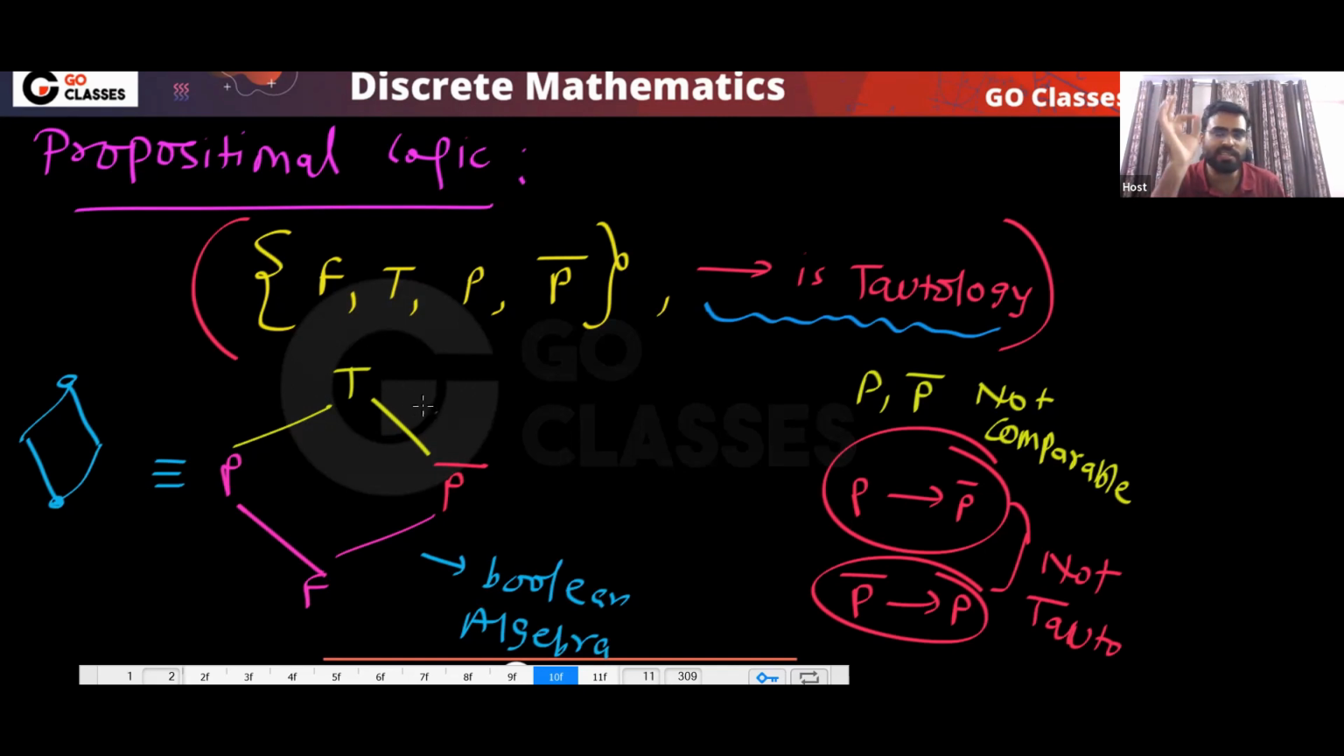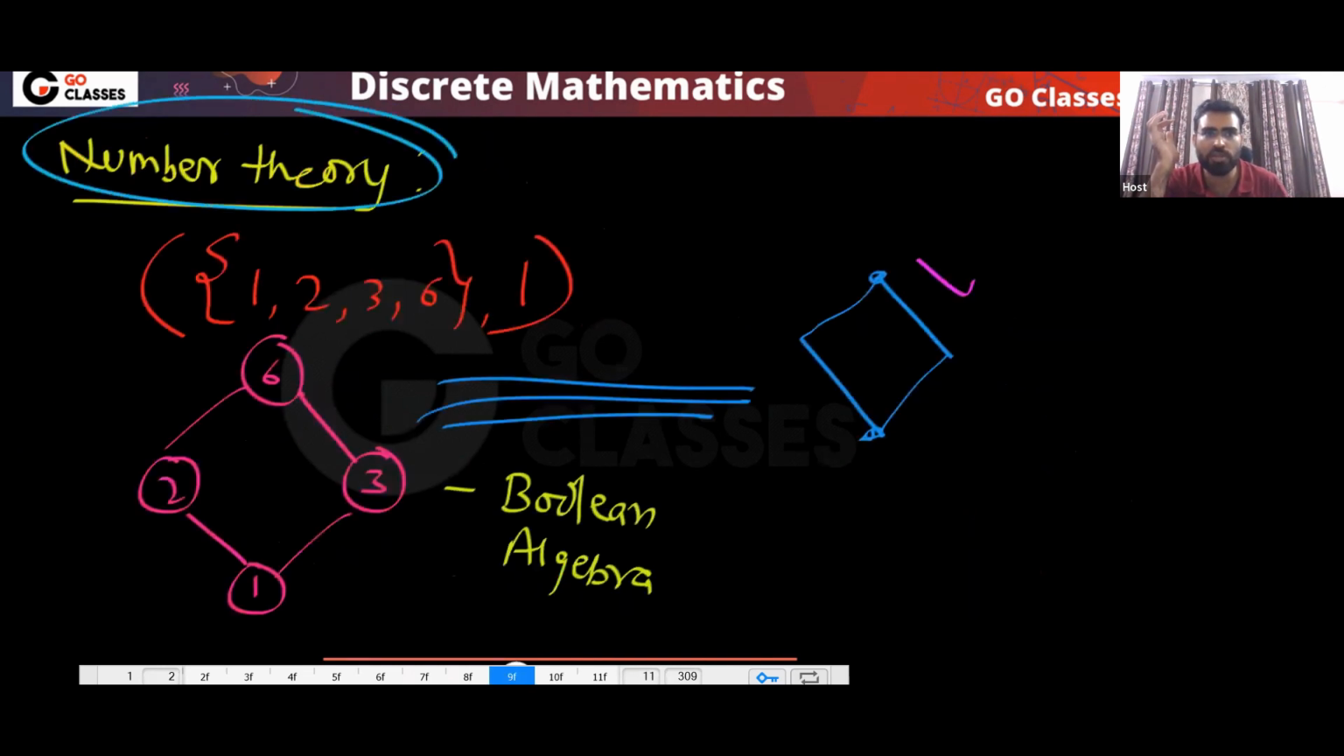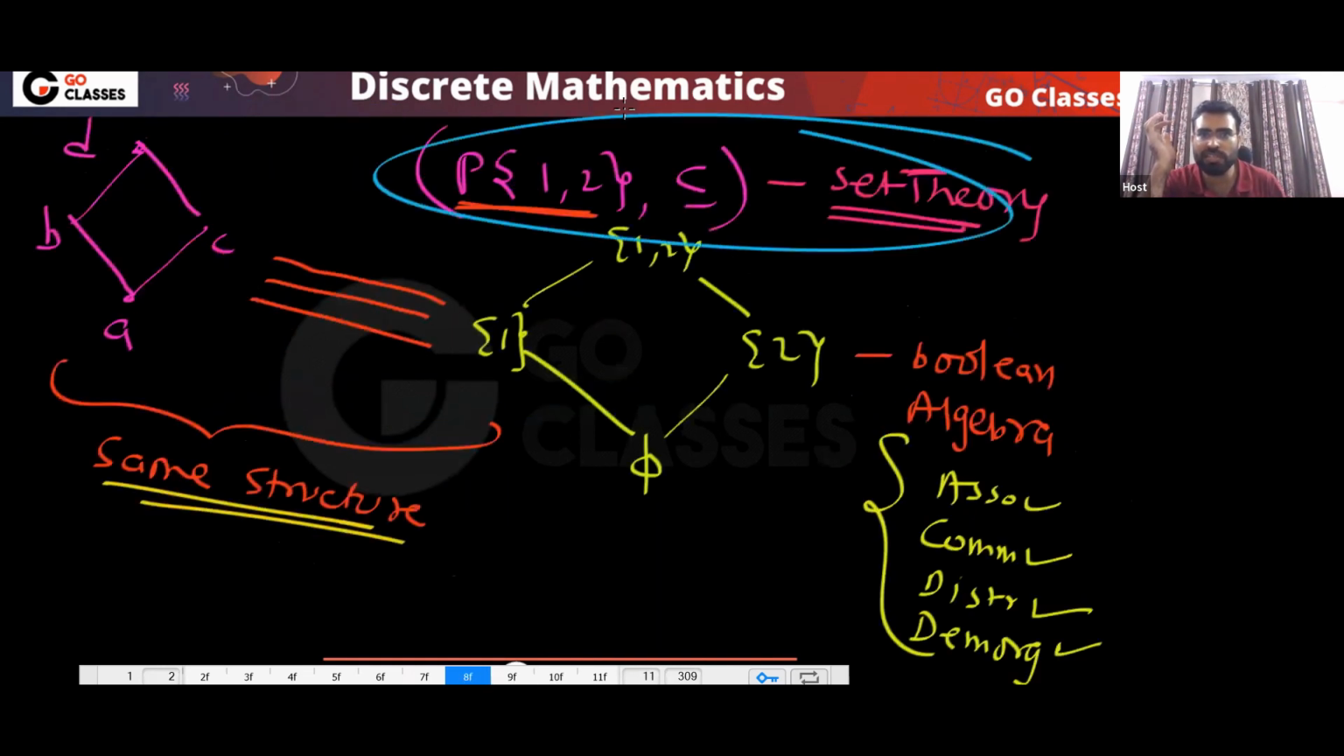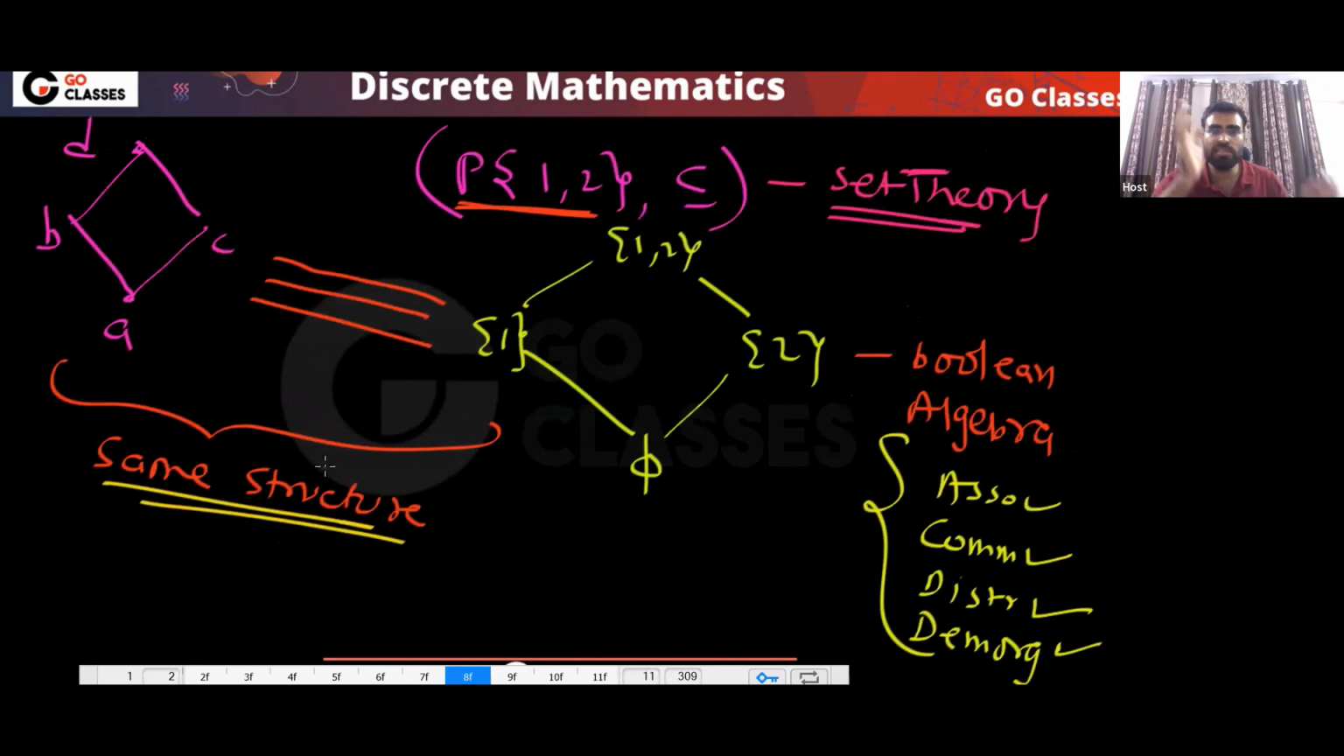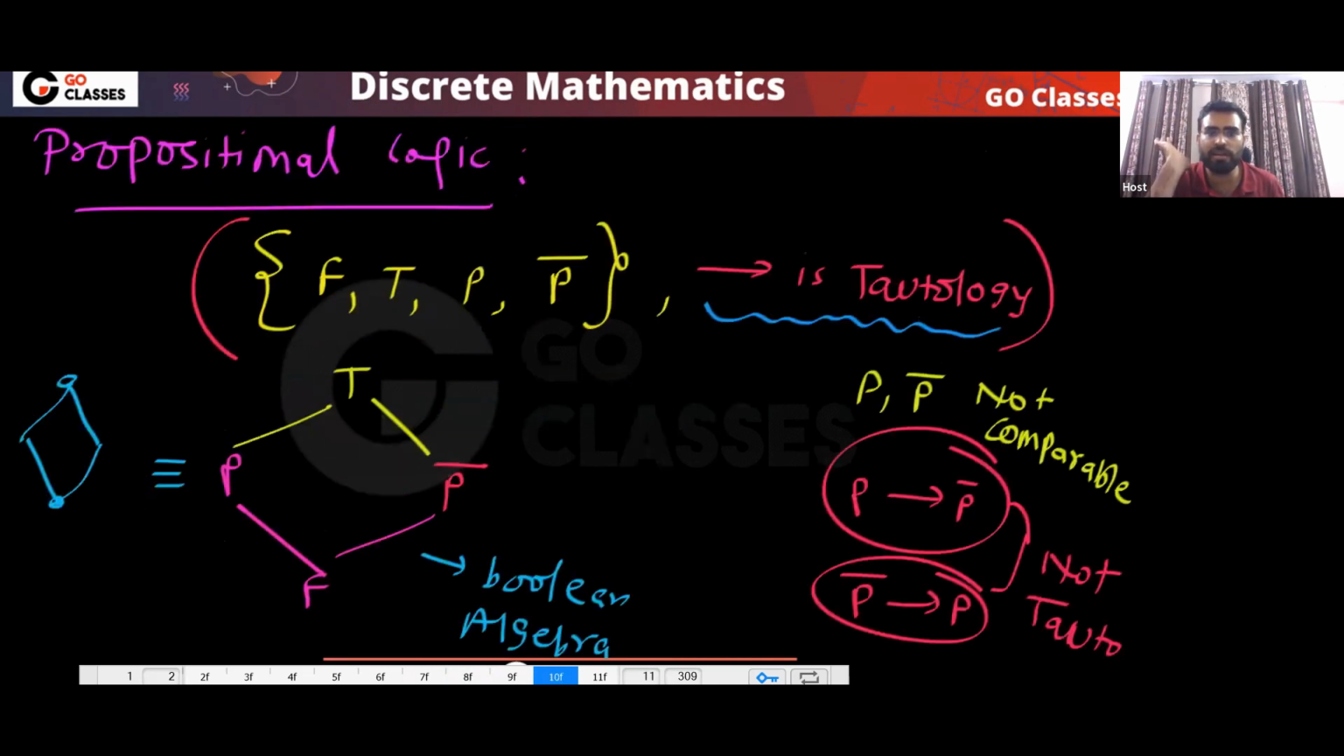One interesting thing you should notice is that we have seen three different fields. This is an example from propositional logic, this is an example from number theory, this is an example from set theory, and you can notice these are completely different things, but they have the same structure. All of them are Boolean algebra. So that's the reason I can say that.